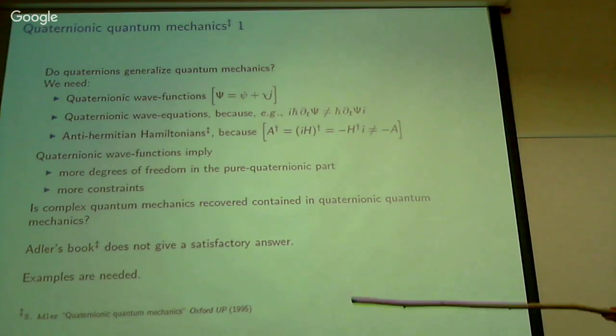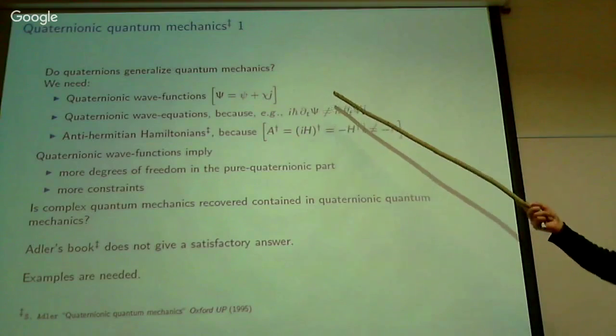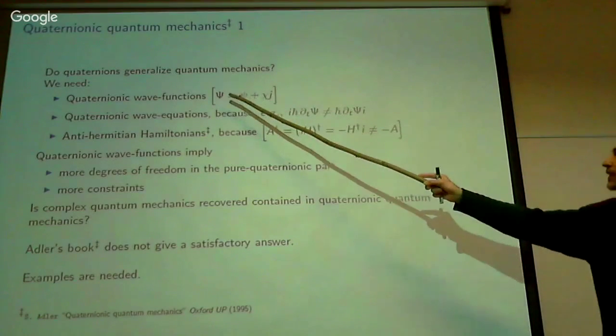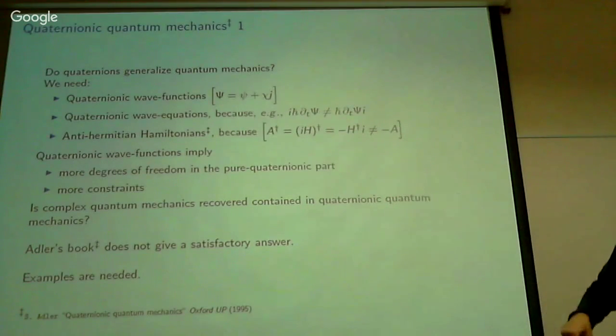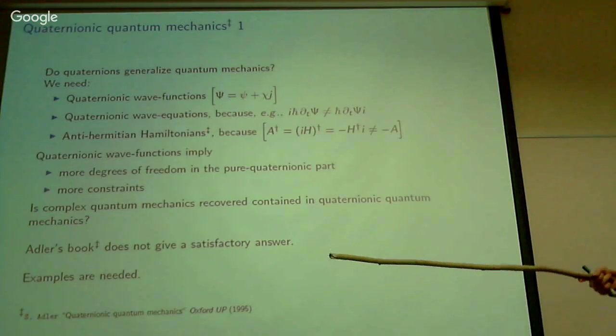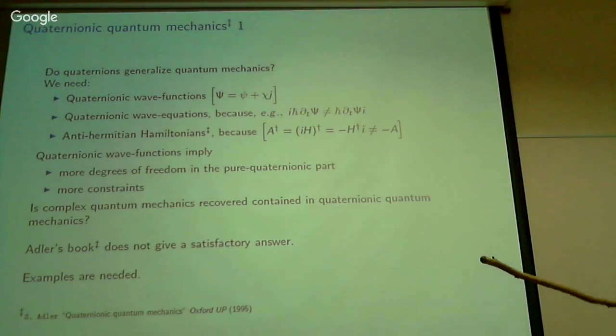As you remember, quaternions have more degrees of freedom. So we may imagine that this more general object has more capability to describe a wider range of subjects. That's the idea, at least what I understand. Quaternionic quantum mechanics is a way to introduce degrees of freedom in quantum mechanics.